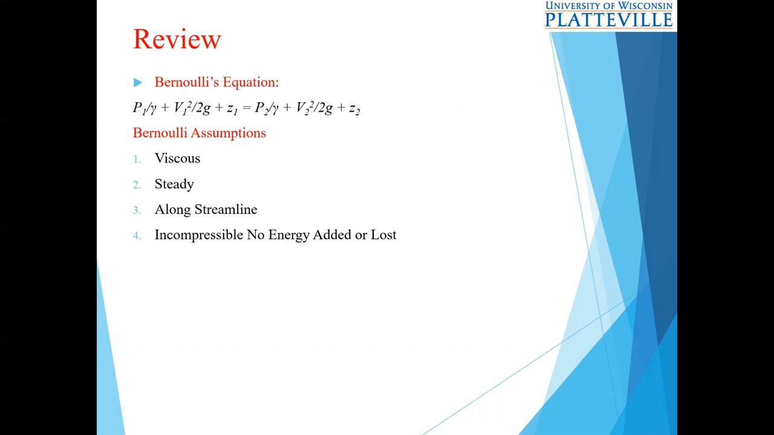First of all, it's only accurate for viscous flow. And also, the flow should be in a steady state. The third Bernoulli's assumption is we just can write Bernoulli's equation along a streamline, not across the streamlines. And the fourth important Bernoulli's assumption is this energy equation is just for incompressible flow and no energy will be added or lost.